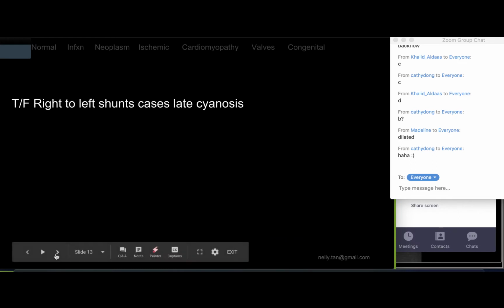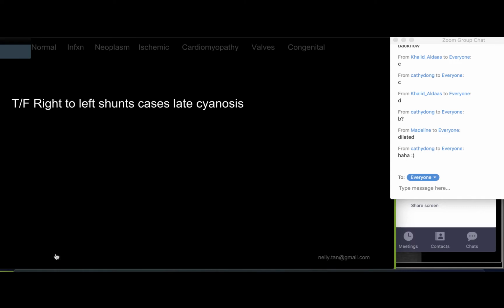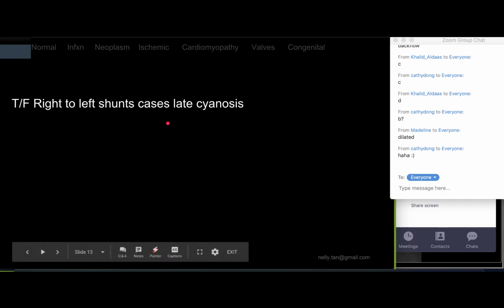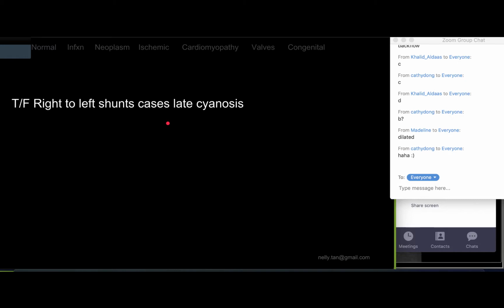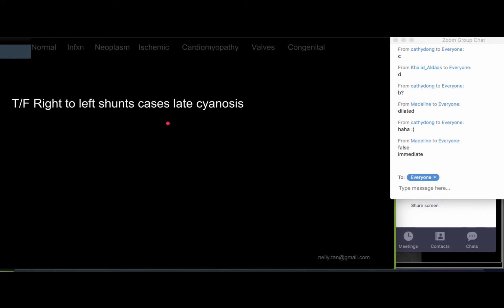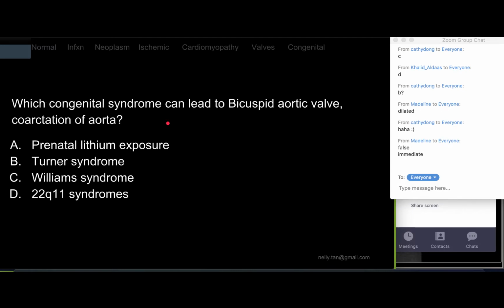True or false? Right to left shunts causes late cyanosis. True or false? False. Okay. What does it cause? Immediate cyanosis. Okay. Which congenital syndrome can lead to bicuspid aortic valve and coarctation of the aorta? This is Turner. Okay. Everyone thinks it's Turner.